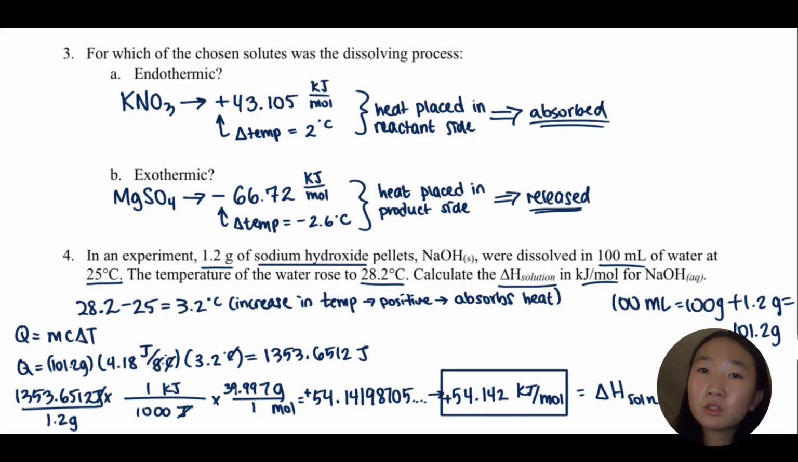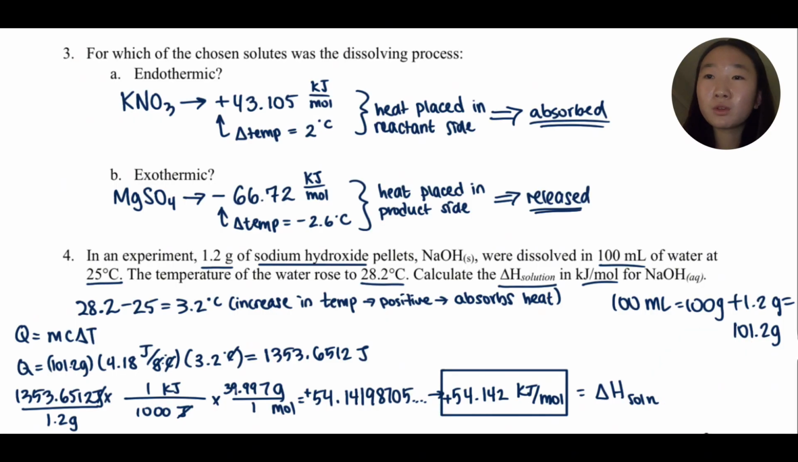As for the second solute, we found that MgSO4 had a heat of solution of negative 66.72 kilojoules per mole, and we got this negative value from the negative change in temperature of negative 2.6 degrees Celsius. This is when we go from a higher temperature to a lower temperature. And then this means that the heat was placed on the product side, and therefore heat was released, making it an exothermic reaction.